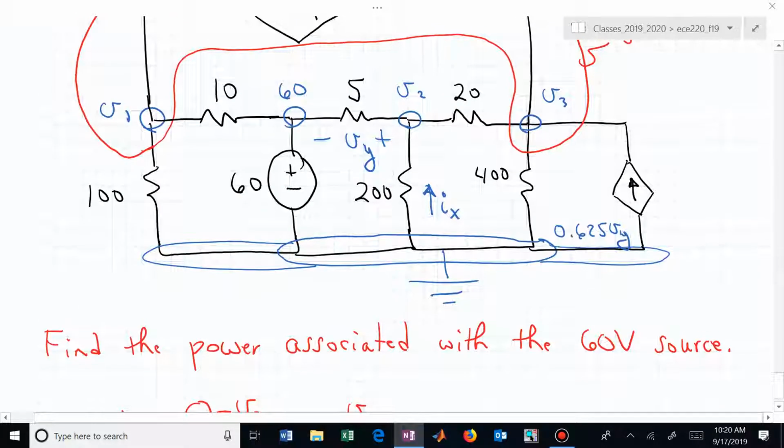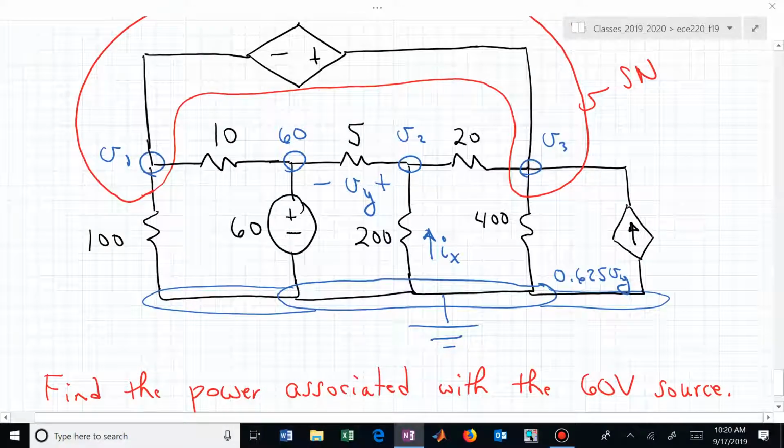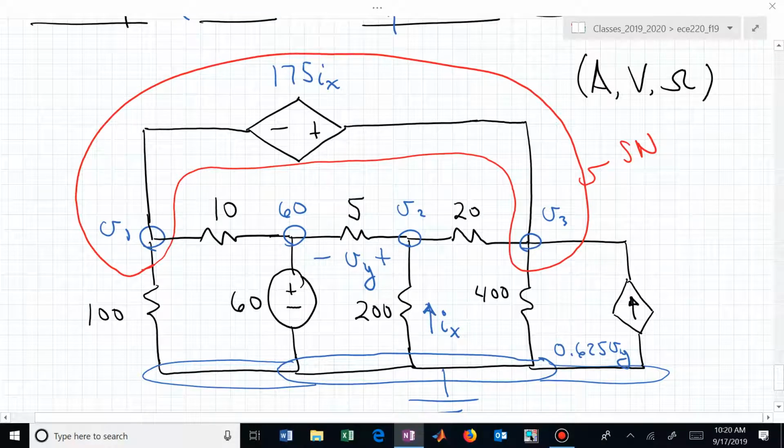And you could have done it the other way. You could have said, well, the current going down is V sub 2 over 200, and I sub x is the negative of that. However you want to do it, or however you see it. But it's Ohm's law. That's I sub x. How do we proceed? Or, what's our formula for the power associated with that 60 volt source? Can we just write down an answer?